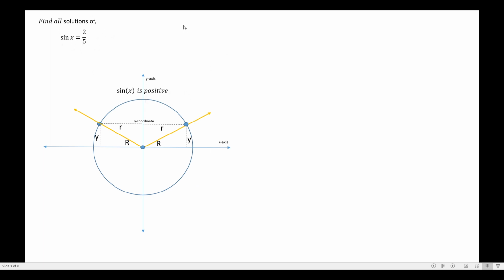In your calculator, you may encode the inverse trigonometric function, the inverse sine of 2/5. This is how we solve for the angle. So we have the inverse of the sine function of 2/5, and it will generate the value approximately 0.41.